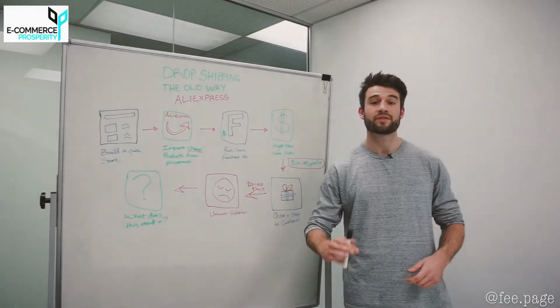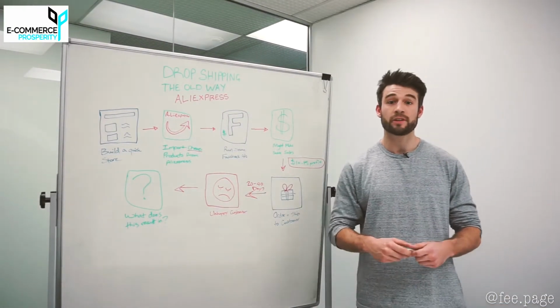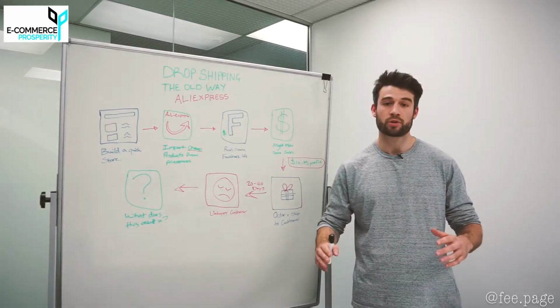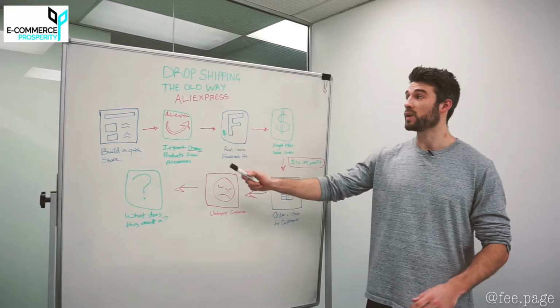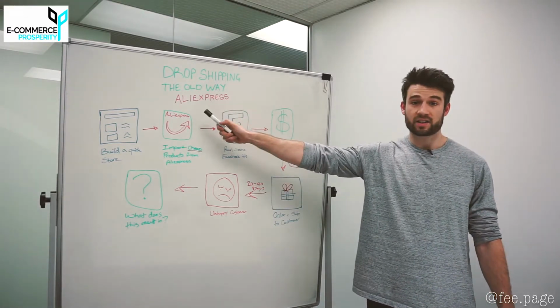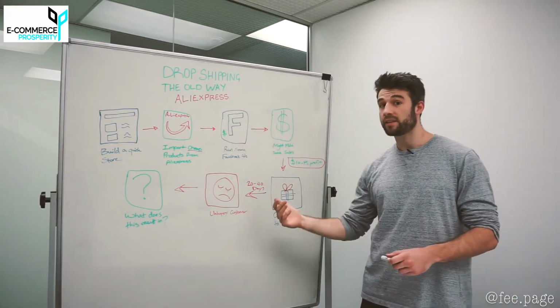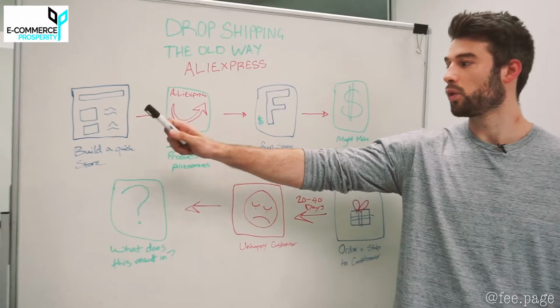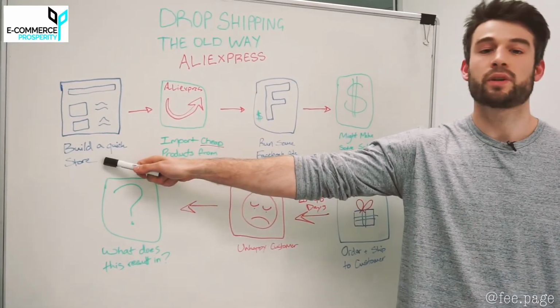What's going on, everyone? It's Felix from E-commerce Prosperity, and in this video I'm going to go over two different ways of dropshipping. Now on the board here we have the old way, which is the AliExpress model, and then on the other side of the board, which I'm about to flip over in a minute, we have the new way. So starting from the left side, the first step is building a quick store.